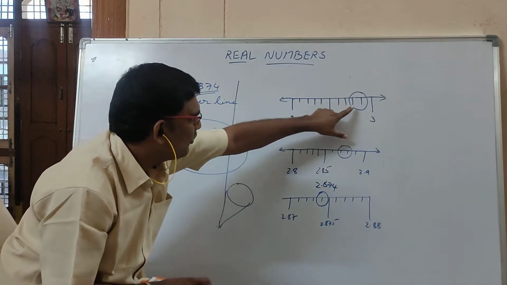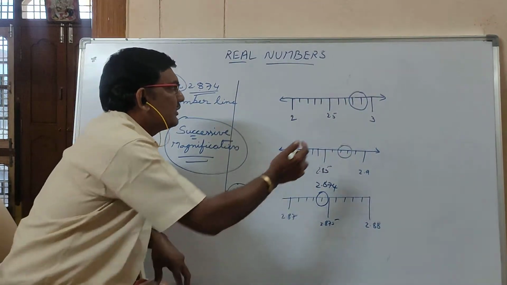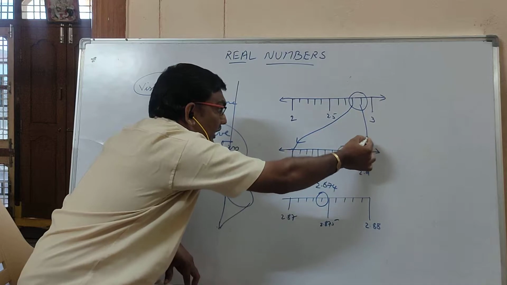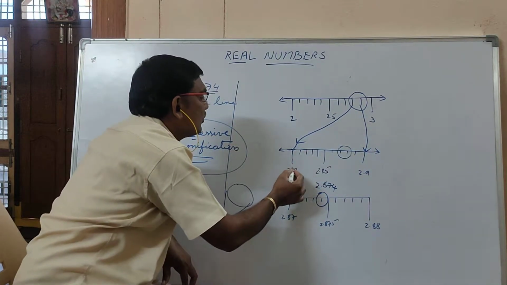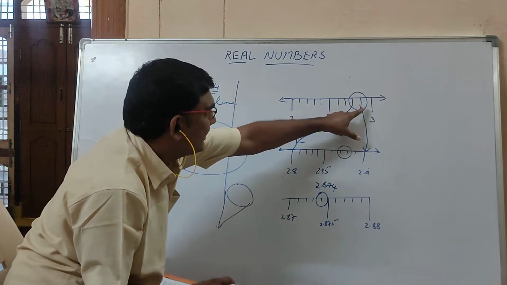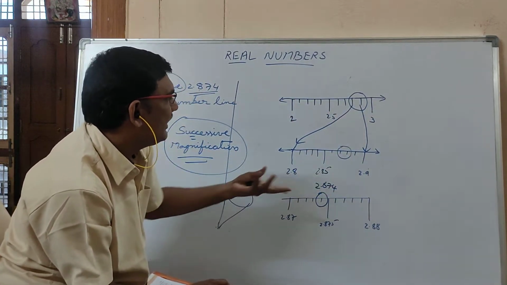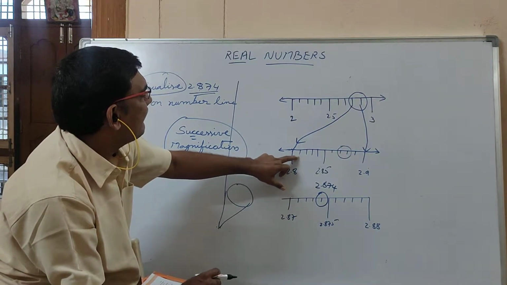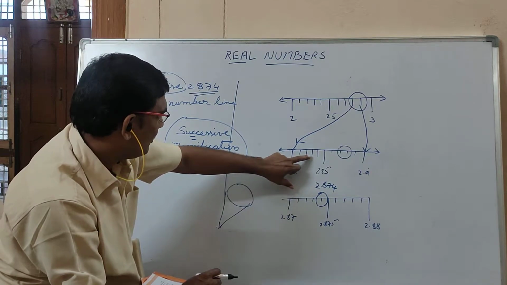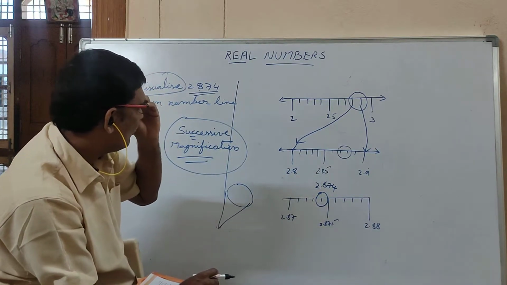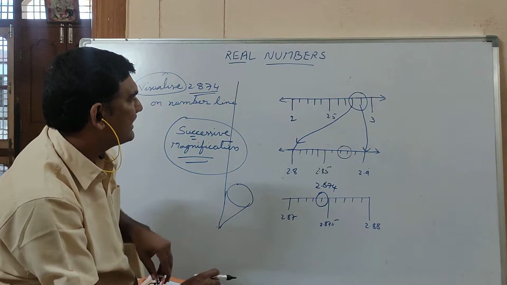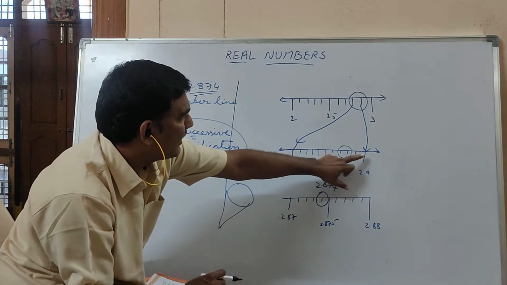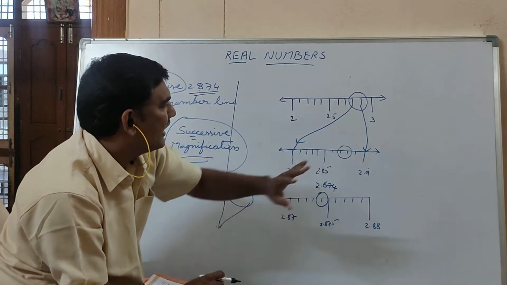Again, what you are doing is, this 2.8 we kept here, and this is 2.9. Between these two, we do gradings. How many? 10. This is 2.8, this is 2.81, 2.82, 2.83, 2.84, 2.85, 2.86, 2.87, 2.88, 2.89, 2.9. So 10 gradings were done here.